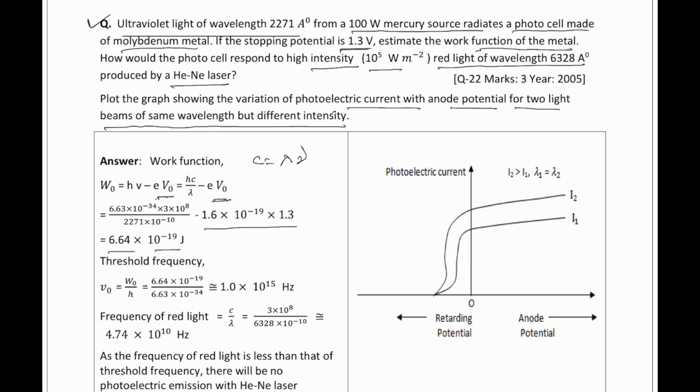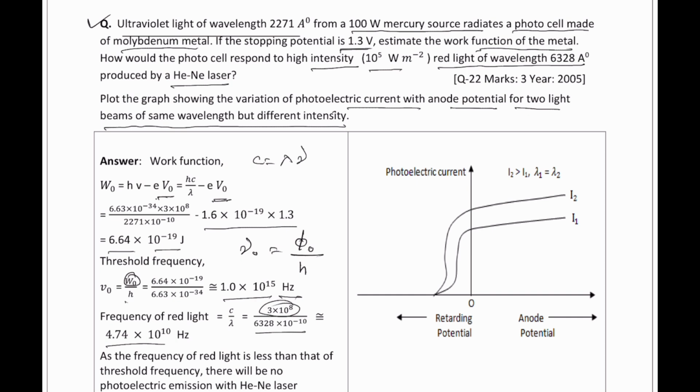So what is the threshold frequency? h into nu 0 is the work function. So threshold frequency is equal to work function by h, where W0 is the work function. So this is equal to 1.0 into 10 to the power 15 hertz. The frequency of red light is c by lambda, where c is the velocity of light in vacuum, 3 into 10 to the power 8, and lambda is given in the question. So it is 4.74 into 10 to the power 10 hertz.